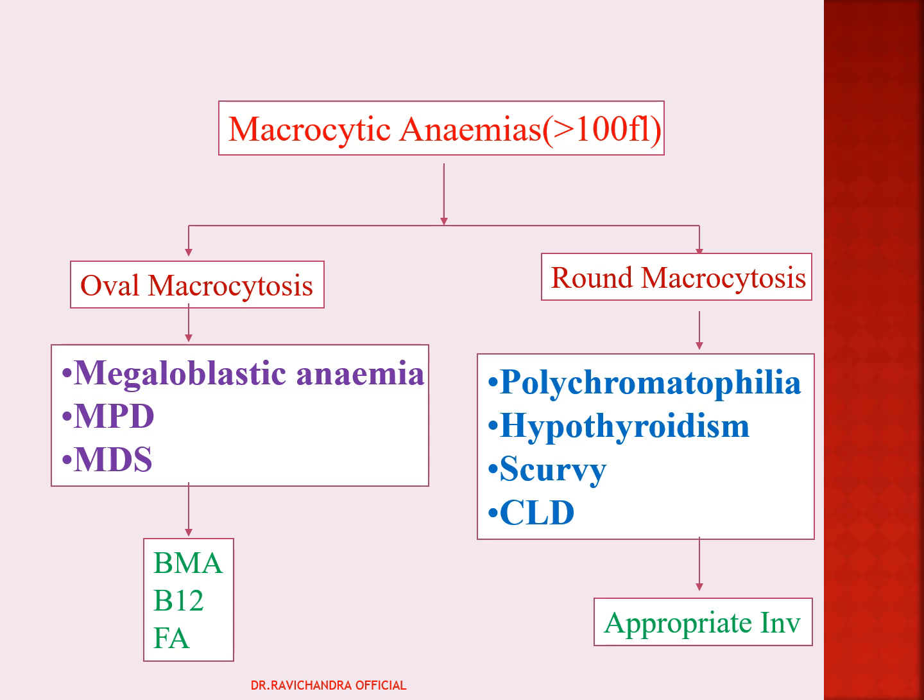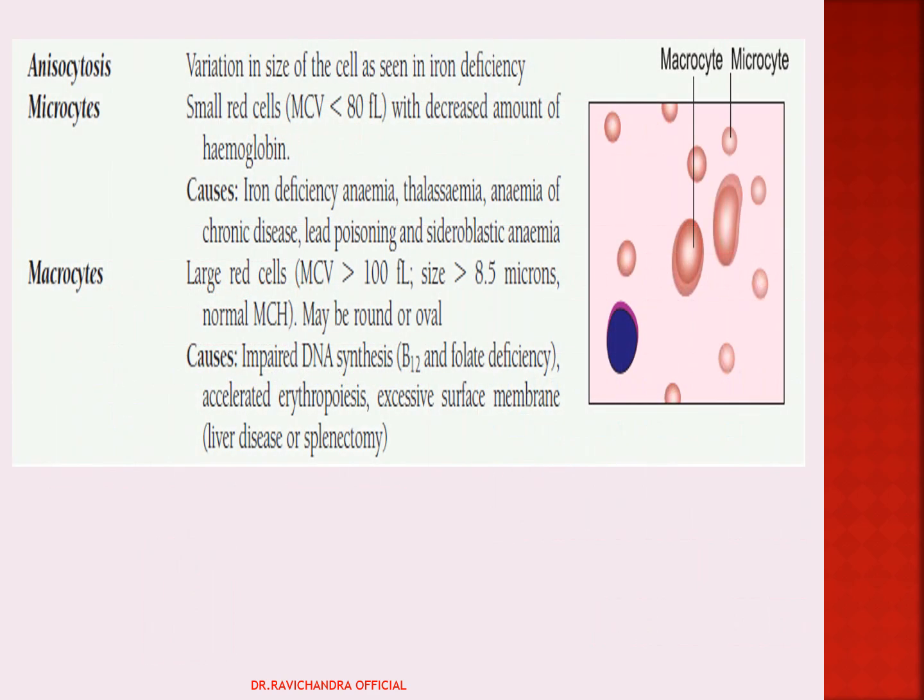In round macrocytosis, there will be polychromatophilia and it is seen in hypothyroidism, scurvy, and we have to do further appropriate investigations to rule out these conditions. So this is a picture showing a macrocyte, microcyte.